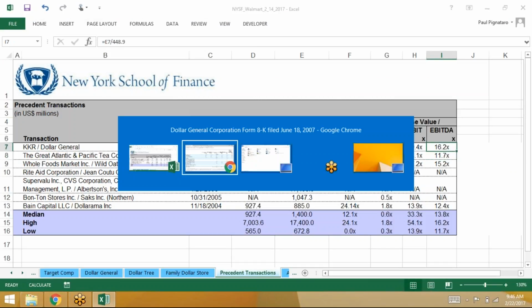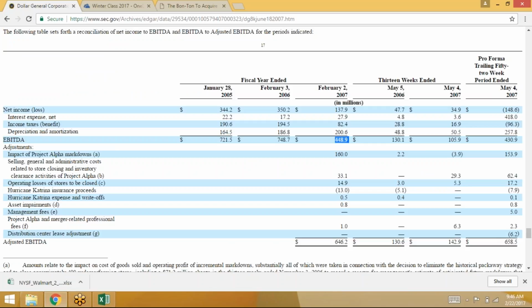It's all about data mining, unfortunately. Precedent transactions, that's why doing precedents, a lot of people think it's probably the worst thing to do.